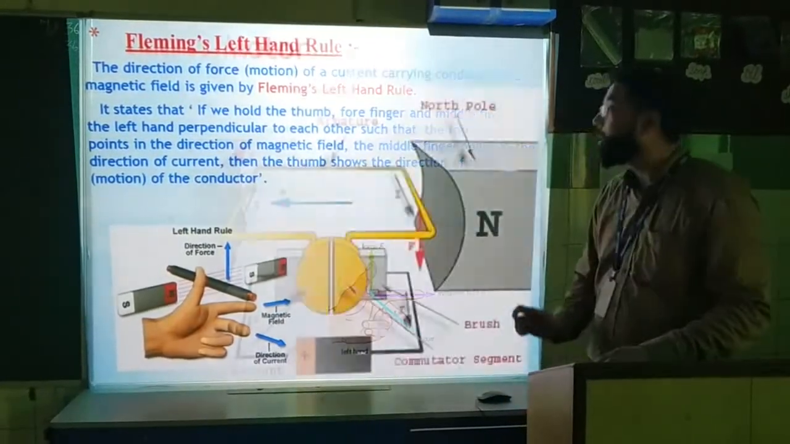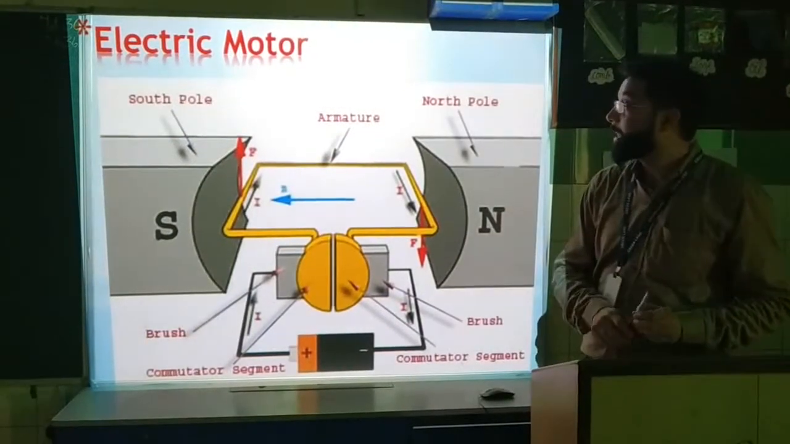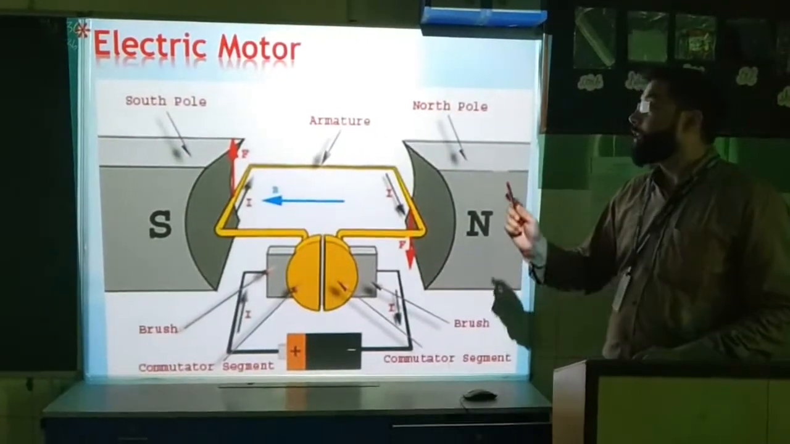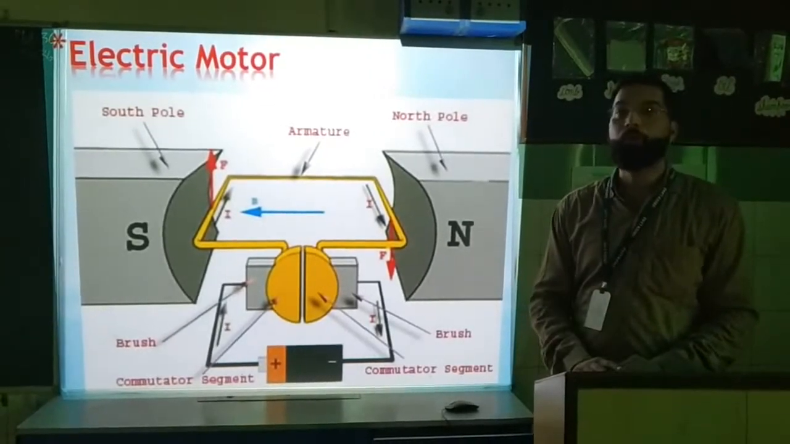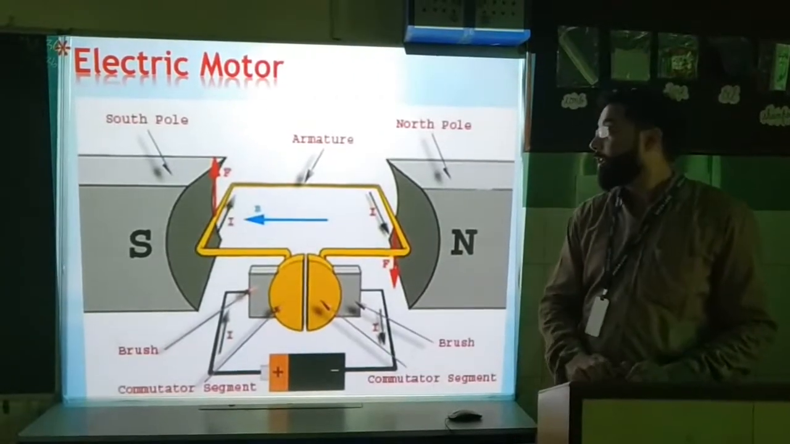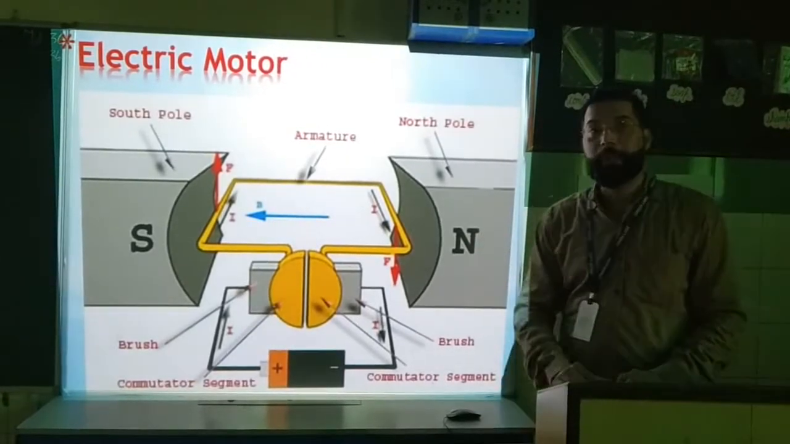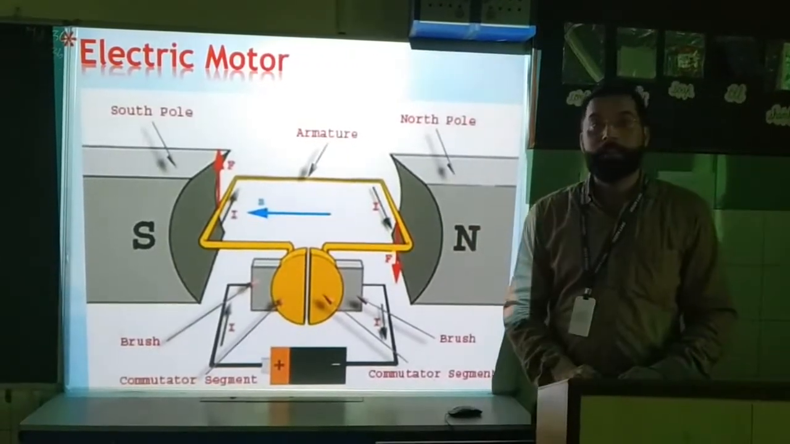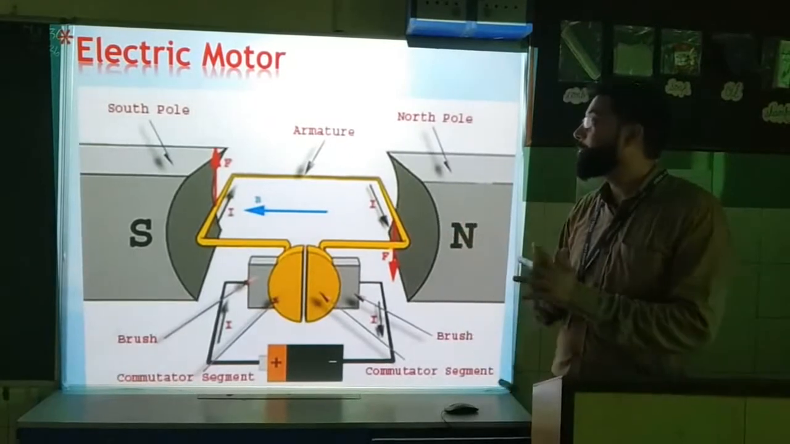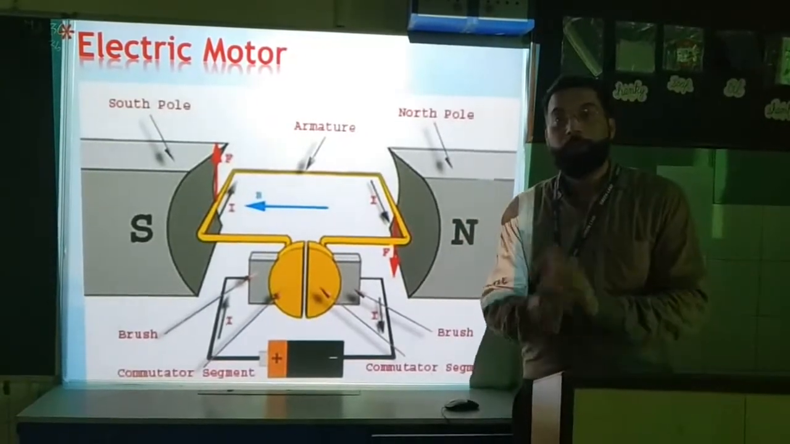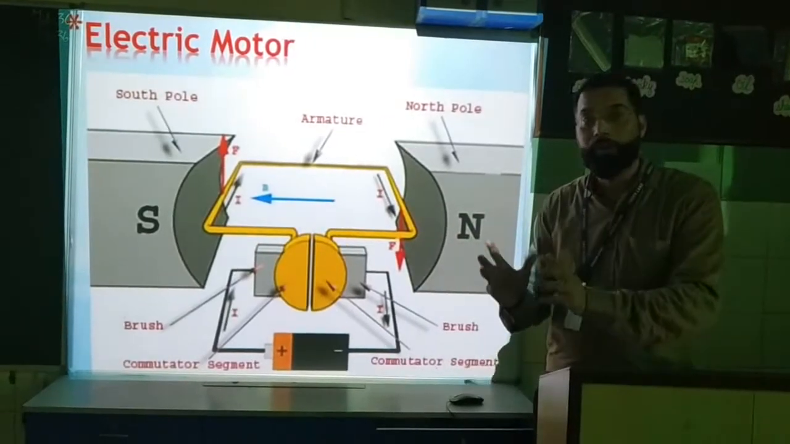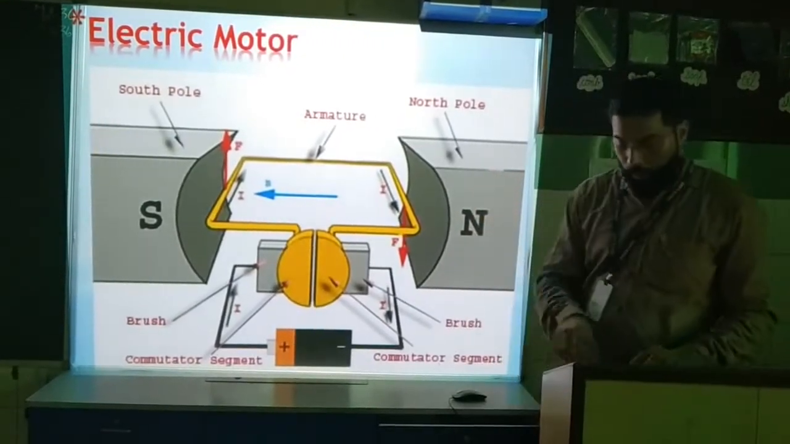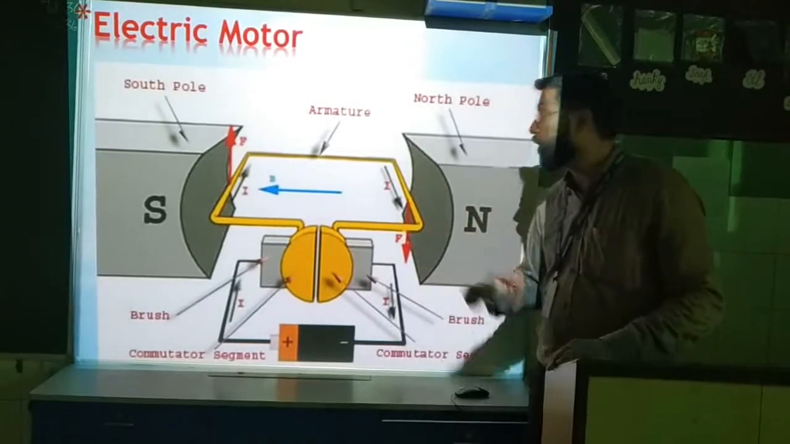Now, the next one is the electric motor. An electric motor is a device which converts electrical energy into mechanical energy. On what principle does the electric motor depend? It depends upon the principle that when a current carrying conductor is placed in a magnetic field, a force will be produced. Now, the construction of the electric motor.